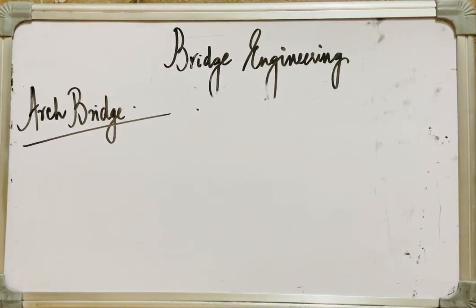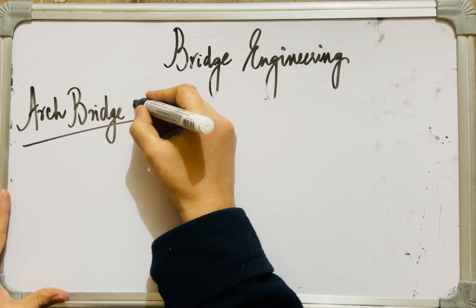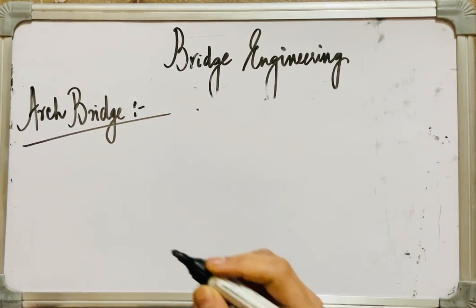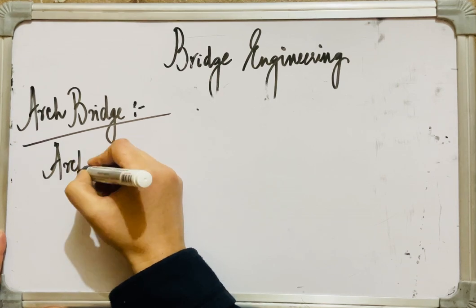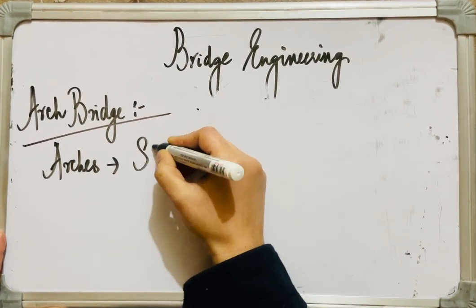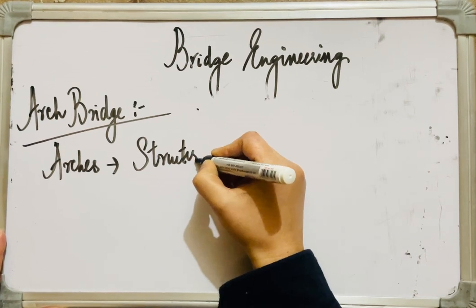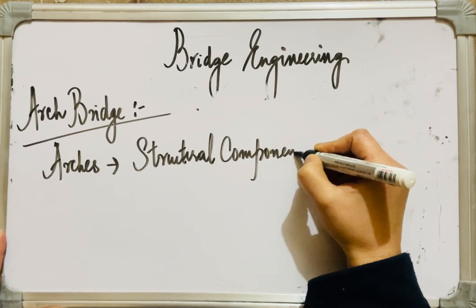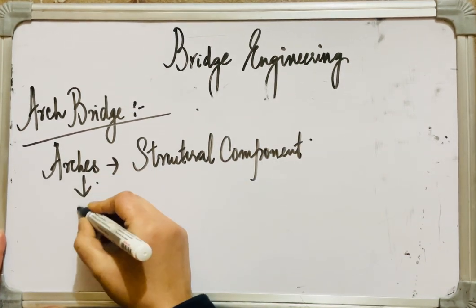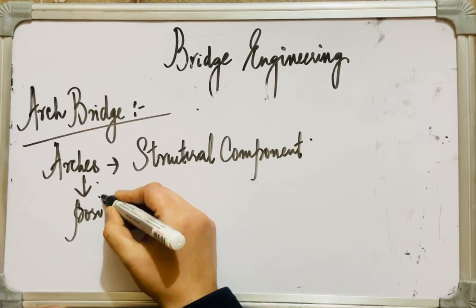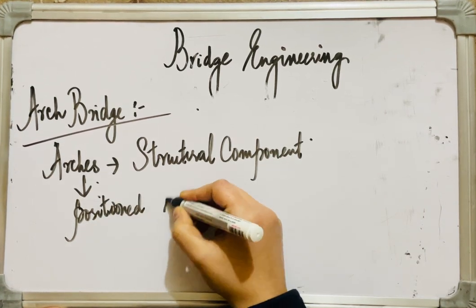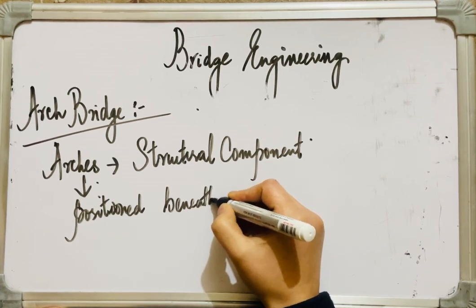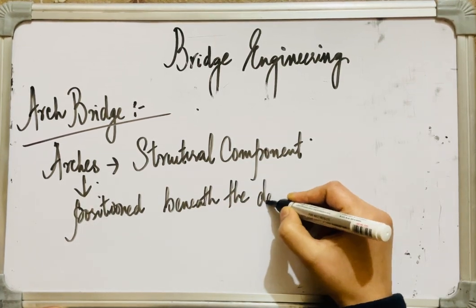These arch bridges use one or more arches as the main structural component, with the arches positioned beneath the deck. All right. So in case of an arch bridge, arches are used as the main structural component, and these arches are positioned beneath the deck to support the deck of the bridge.